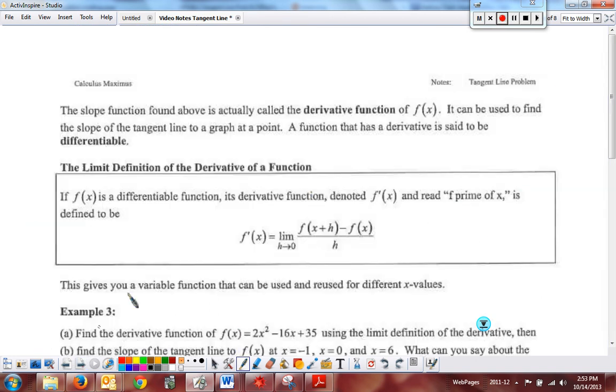All right, so let's take a look over here at the next page. This is kind of just recapping what we just talked about. We've now found a slope function, a function where we input an x and the output is the slope of the tangent line. This is going to be called the derivative of f of x. Our notation for it is going to be f prime of x. And we can find the slope of the tangent line at any point, also known as the instantaneous rate of change.